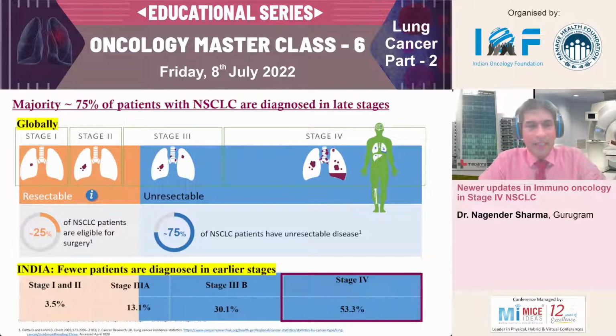So if you see in India, fewer patients are diagnosed in the earlier stage. In India, stage 1 and stage 2 comprise only 3.5% of the population of lung cancer, and stage 3A is 13.1%, stage 3B is 30.1%, and stage 4 makes the major chunk, that is 53.3%.